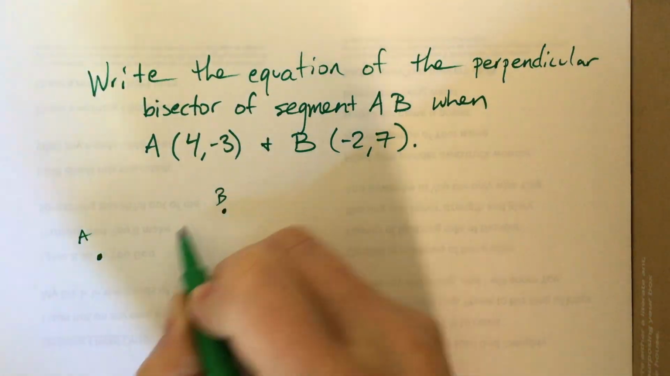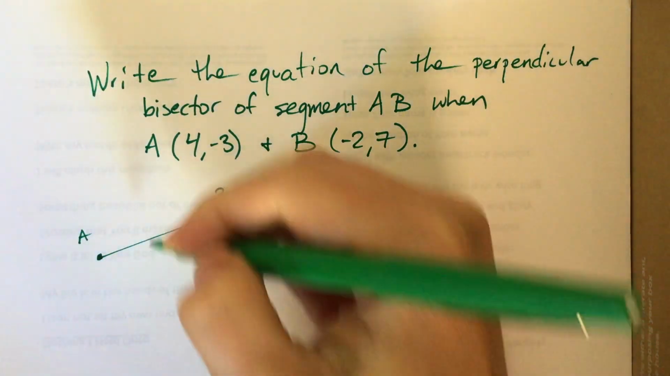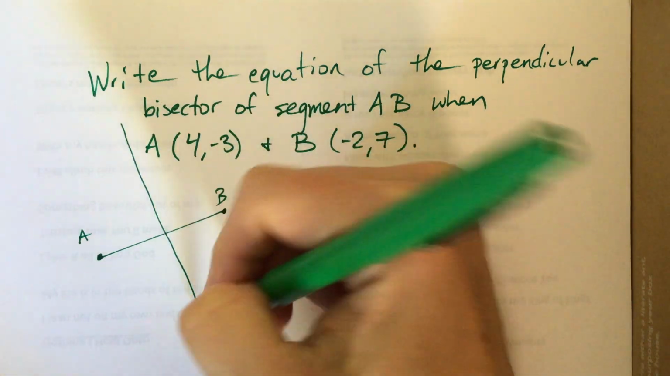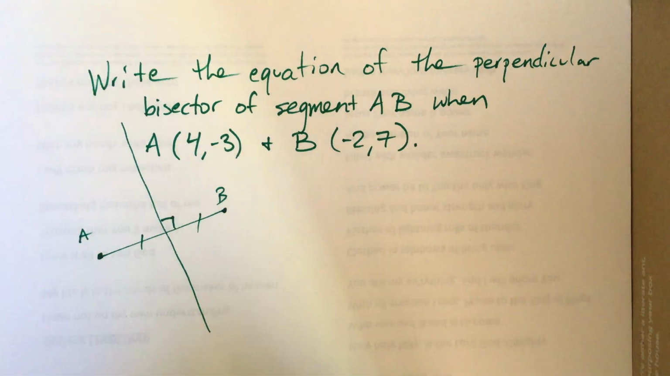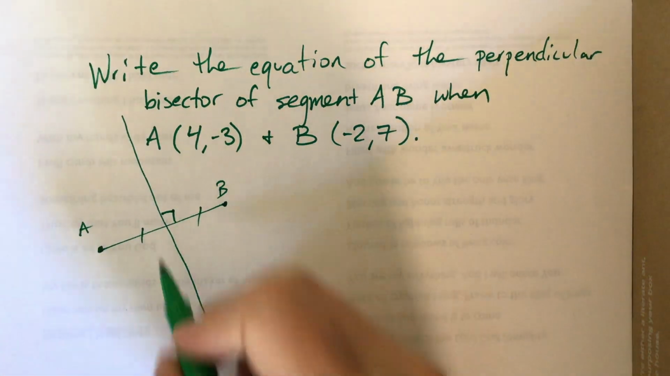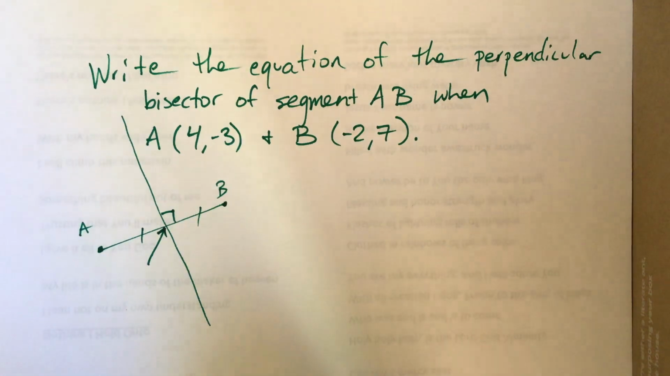Here's A, here's B. If this is that segment, I need something that's the perpendicular bisector. That means it's going to make a right angle, and this little side and that little side are going to be congruent. So what we need is we first need to find that midpoint.